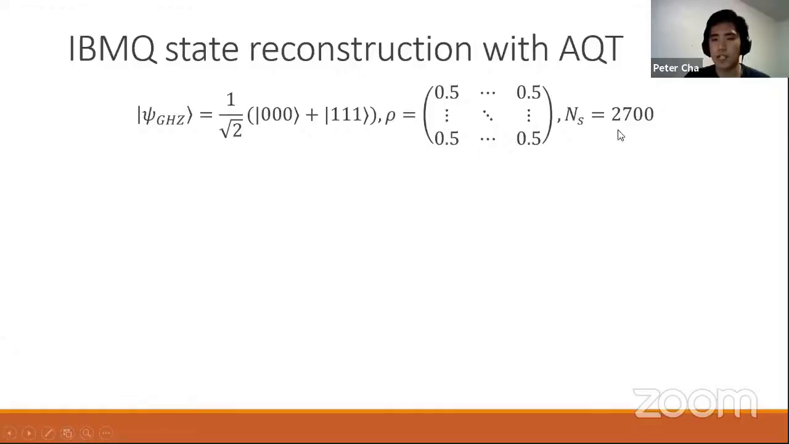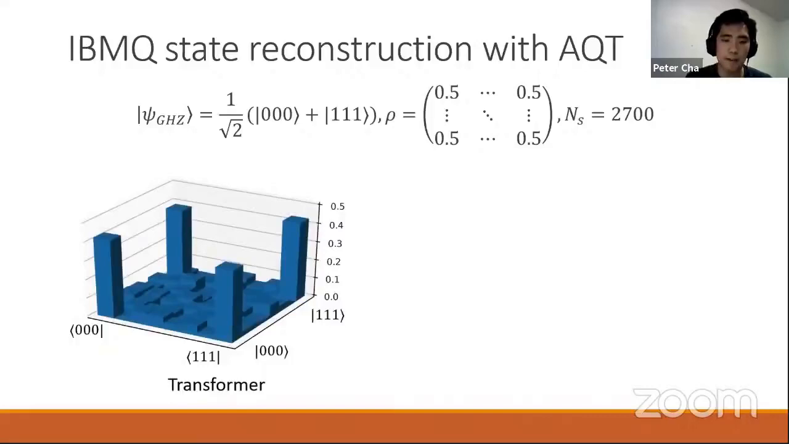And the reason why we've restricted ourselves to three qubits is because we wanted to benchmark AQT against maximum likelihood estimation, which is the tomography method that is offered by IBM Q. And it turned out that on the public access IBM Q machines, three qubits was the maximum number of qubits that we were allowed to do tomography with. And so that's why we are testing this with three qubits.